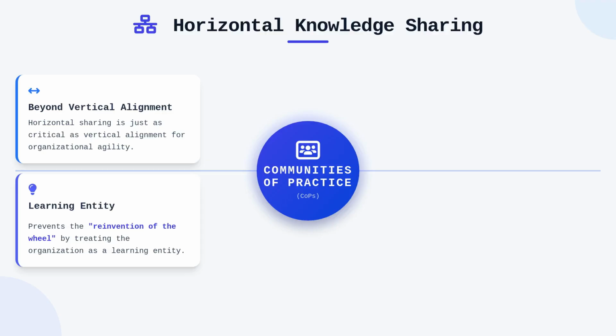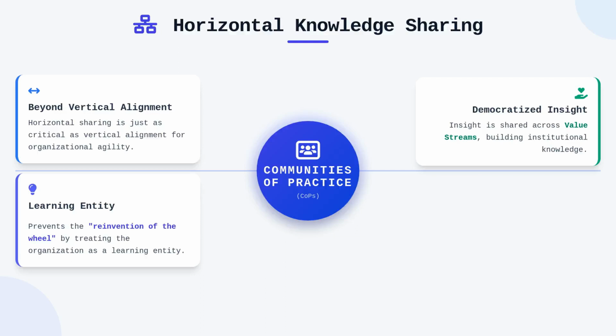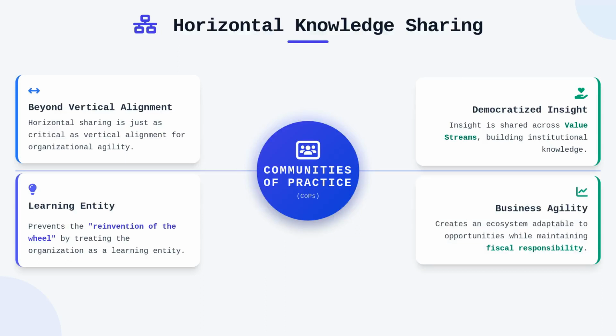This network-based approach to problem solving is fundamental to achieving true business agility, as it democratizes insight and builds institutional knowledge that survives beyond the duration of any single project. As you think about how these components tie together, remember that your goal is to support an ecosystem that is both highly adaptable to new opportunities and rigorously focused on fiscal responsibility.